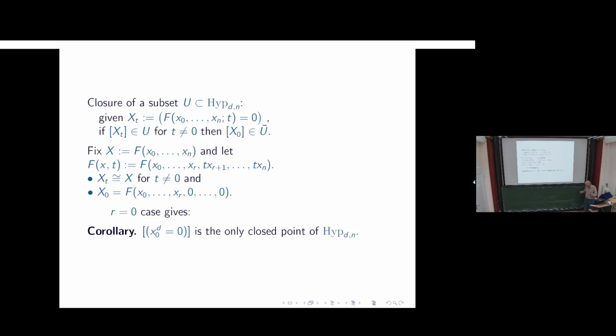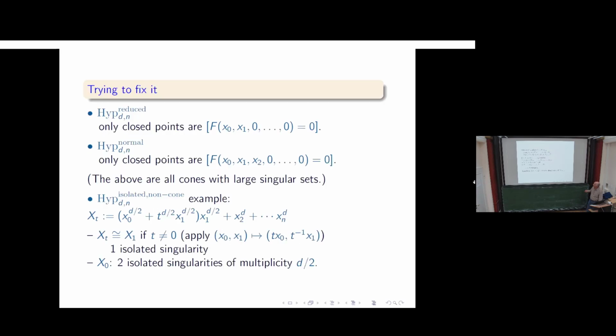Let's say we exclude this. But again, we can't go too far. For instance, if we want to look at only reduced hypersurfaces, then by similar arguments the only closed points are the two-variable ones, which are just the different hyperplanes, in fact in a pencil. Then you say, okay, these are not normal. The only closed points are the ones that depend on three variables, and the cones. Now, these are, of course, cones with some very large singular set. And say you want things that are not cones and have only isolated singularities.